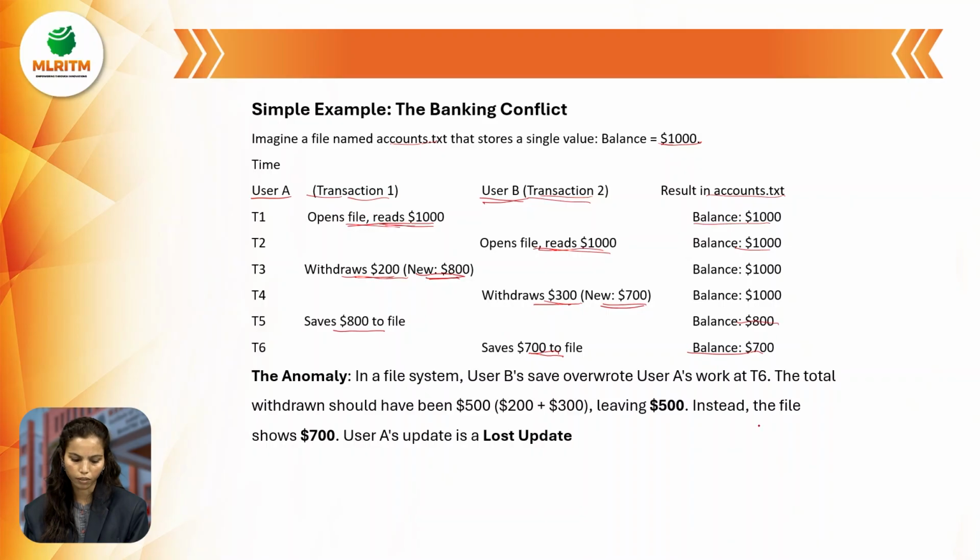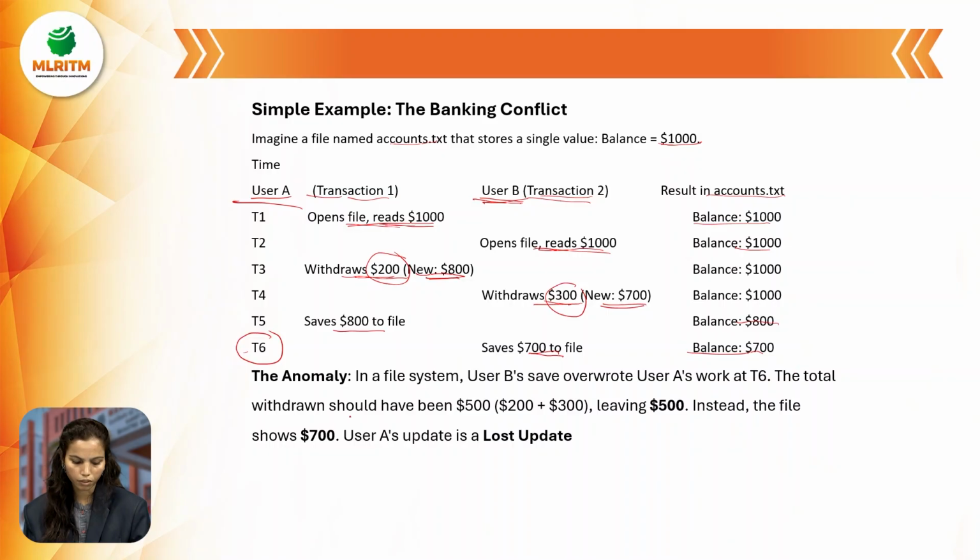And transaction 6, user B saves $700 to the file, and it appears in the file as a balance of $700. The anomaly here in the file system is that user B's save overwrote user A's work at transaction 6. The total withdrawn should have been: here he withdraws 200 and here he withdraws 300.